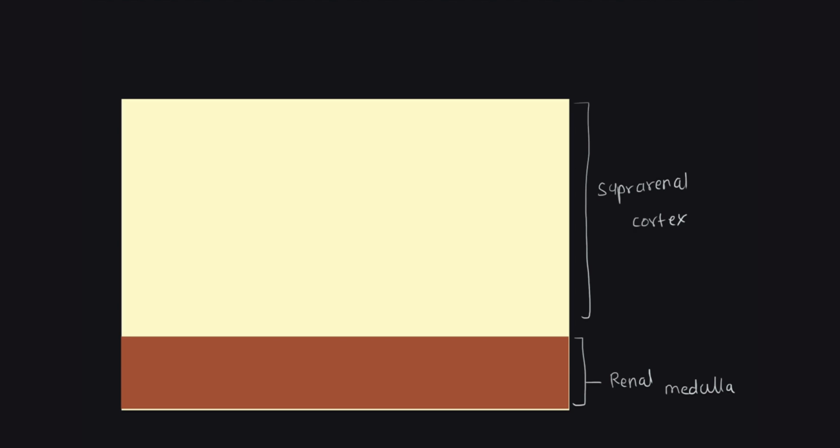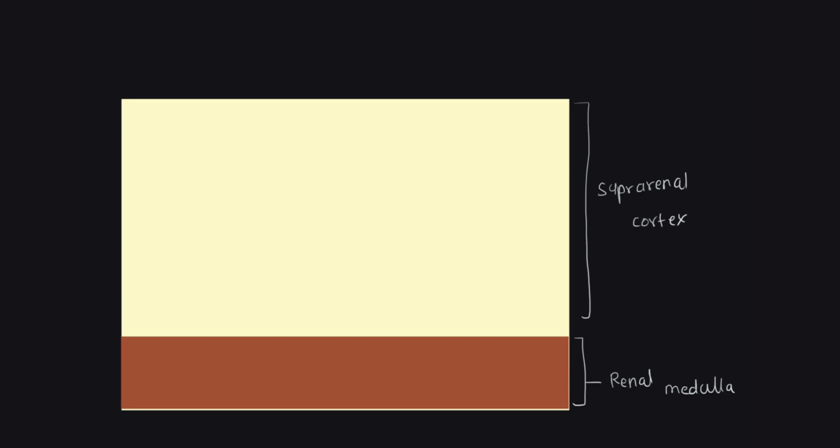The medulla is much smaller and encompasses about one tenth of the entire suprarenal gland. It's not really that important. A person can actually survive without the suprarenal medulla as compared to the suprarenal cortex, which is much more important, and the absence of the suprarenal cortex is actually fatal. So the suprarenal cortex is divided into further layers.